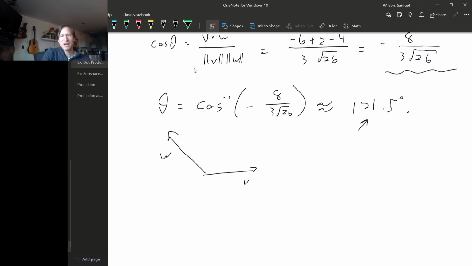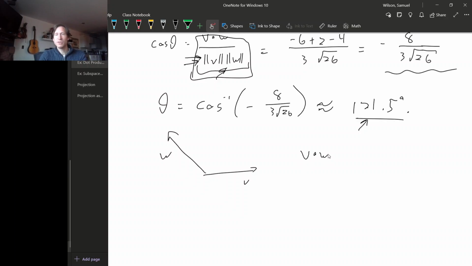So what is it about this value that made this angle come out to be bigger than 90 degrees? Well, these magnitudes in the denominator are always going to be greater than or equal to 0. And as long as neither of the vectors is 0, then they won't actually be 0, so they'll be positive. So this denominator is always going to be positive, so the sign of this whole thing will depend on the sign of the dot product.